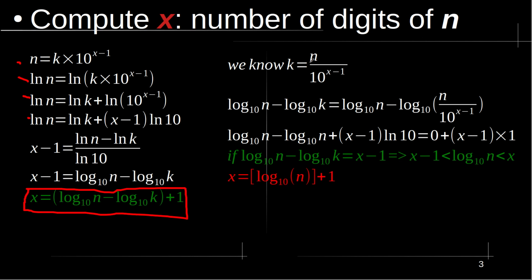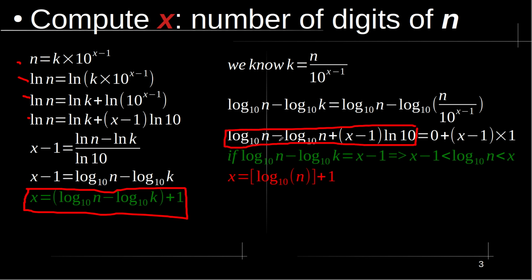We know that k is equal to n over 10 power x minus 1. So the logarithm base 10 of n minus the logarithm base 10 of k is equal to logarithm base 10 of n minus logarithm base 10 of n over 10 power x minus 1. We can conclude from this formula that we can get this equality here.